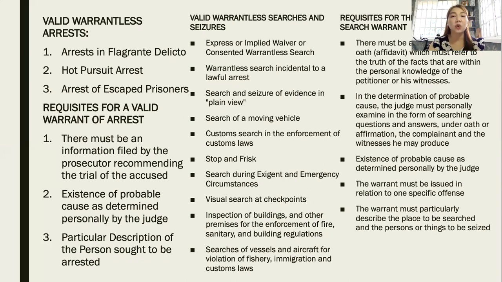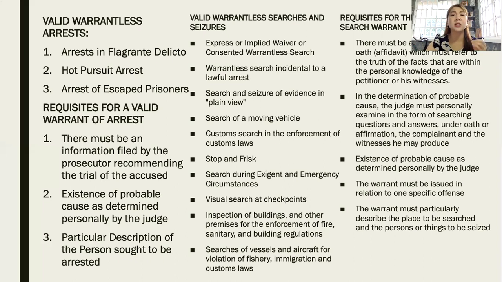Yung requisites nito is that the person to be arrested must execute an overt act. Kailangan may overt act indicating that he just committed, is actually committing, or is attempting to commit an offense. Pangalawa, such overt act is done in the presence or within the view of the arresting officer. A person committing a continuing crime, such as yung crime of rebellion, this is a continuing crime, may be arrested without a warrant because he is actually committing a crime.